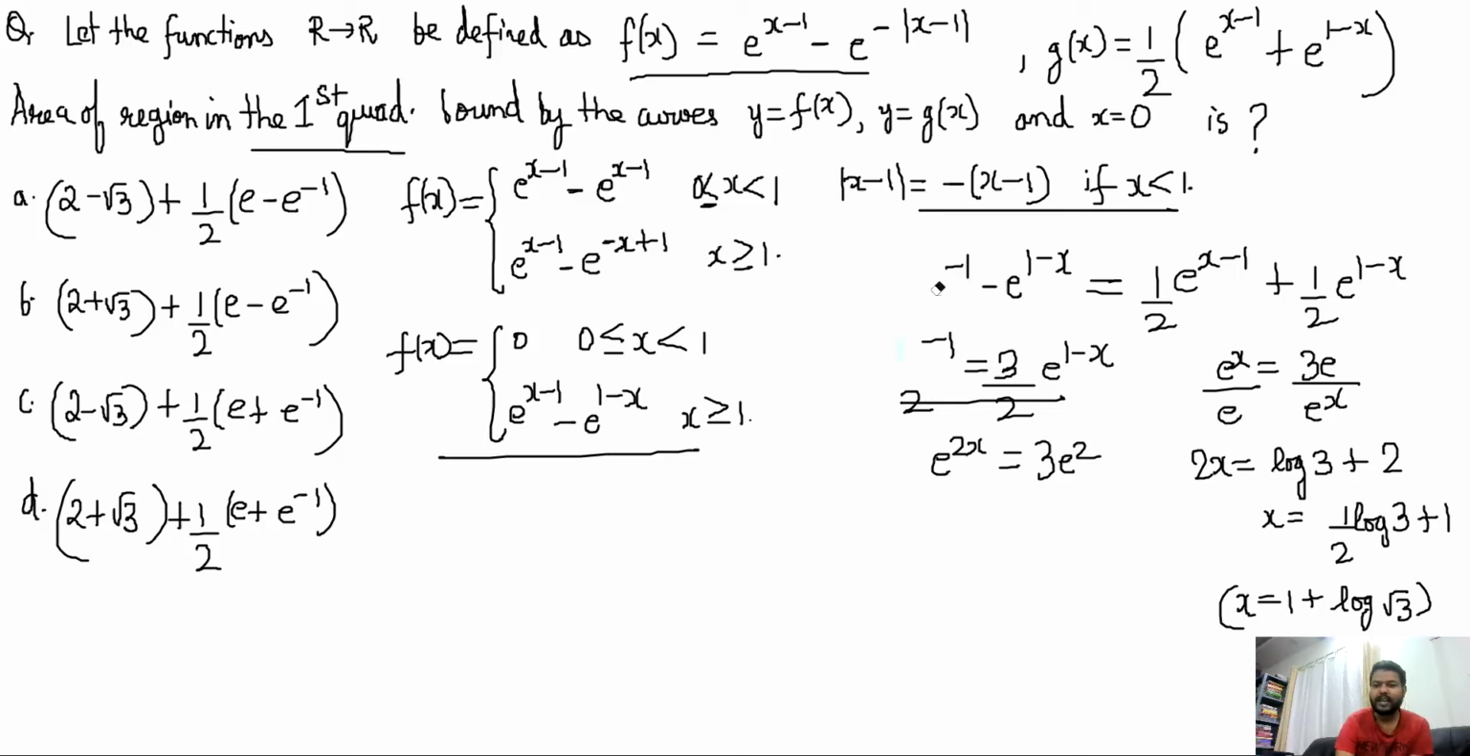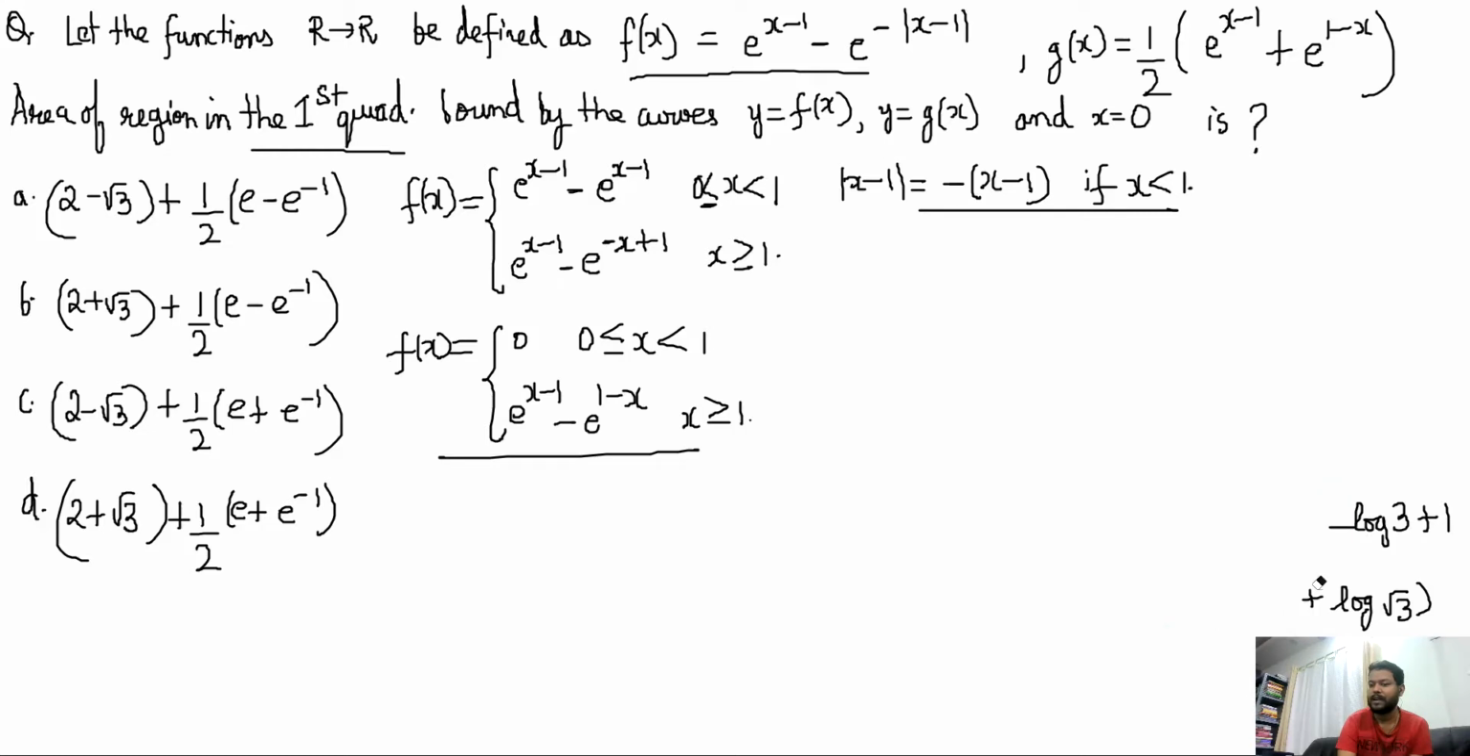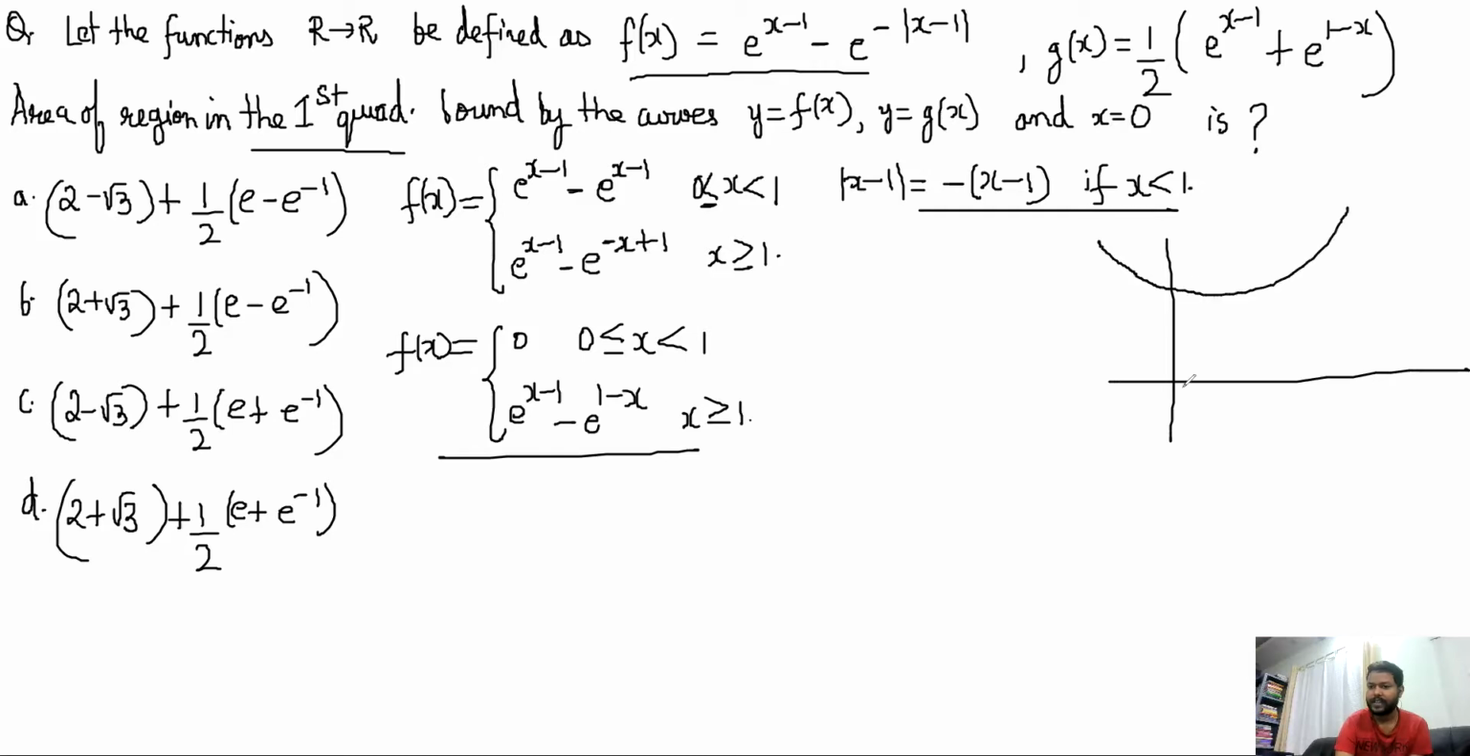So let's use that now to integrate. And we know that f(x) is above g(x) after that intersection point, but before that f(x) was below. So the graph looks like this. Graph of g looks like this. f(x) is 0 till 1 and then it rises like this. So this point is 1 plus log root 3.